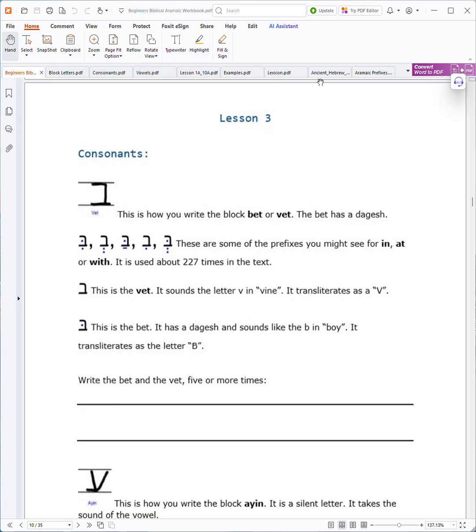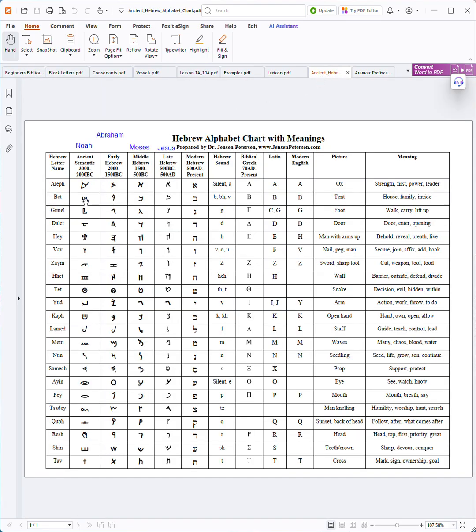So in our ancient script, here's our bet. See, it's this one right here. Now that, it said, picture is a tent, a house, a family inside. So it does look kind of like something like that.